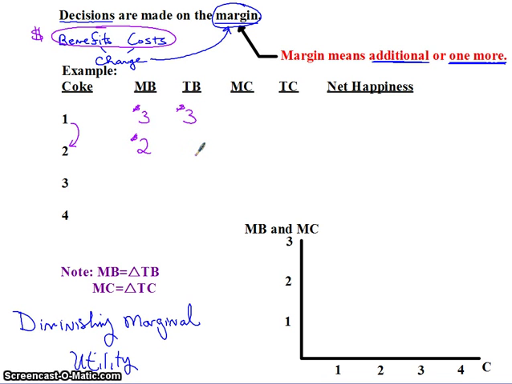Now, what's the total benefits? Well, Coke number 1 gave them $3 of additional happiness, marginal benefits. Coke number 2 gave them another $2 of marginal benefits, so their total benefits so far would be $5. How did I get that? $3 of happiness from the first unit, $2 of additional happiness from the second unit, gives me total happiness of $5. So we're just adding up the margins in order to get the totals. Okay, let's think about Coke number 3. One more Coke, one additional Coke. That's margin.